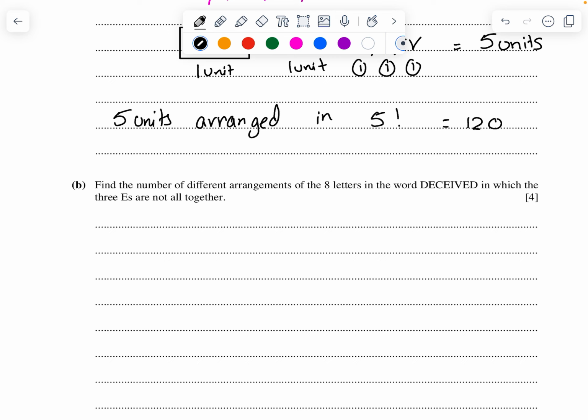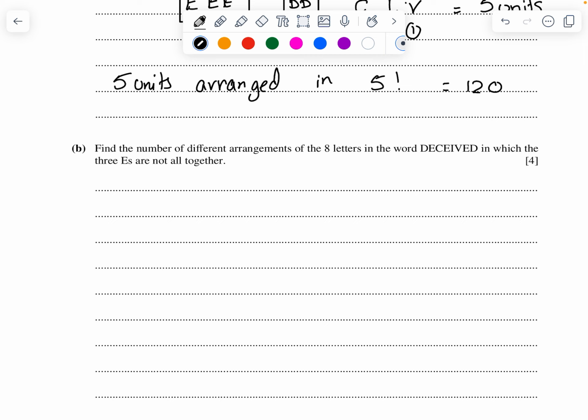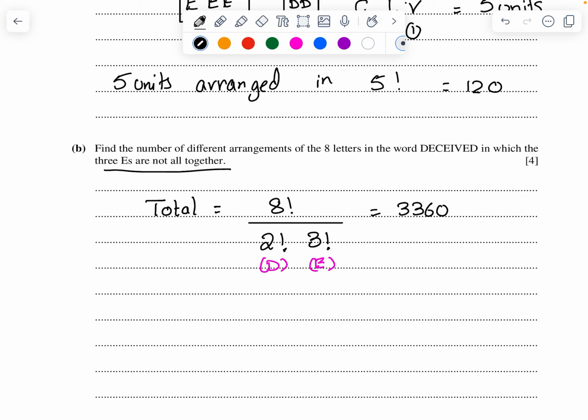Now find the number of different arrangements of the 8-letter word DECEIVED in which all three E's are not together. First of all, I will find the total number of ways. Total number of ways is 8 factorial divided by 2 factorial and 3 factorial. Why am I dividing? Because these are 2 D's and 3 E's. Whenever they are similar, you divide them. So the answer is 3360.